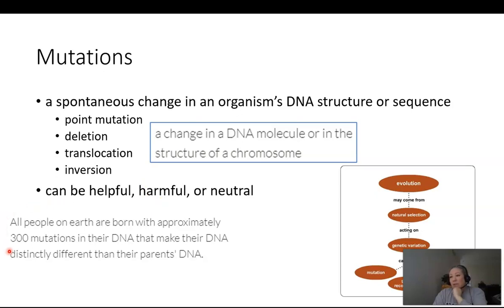I thought this was interesting, that all people on Earth are born with approximately 300 mutations in their DNA that make their DNA distinctly different than their parents. So that genetic variation is being introduced all the time. It's not something that happens once in a while. Genetic variation is being introduced into a population regularly, okay, through mutation, genetic recombination, or gene flow.